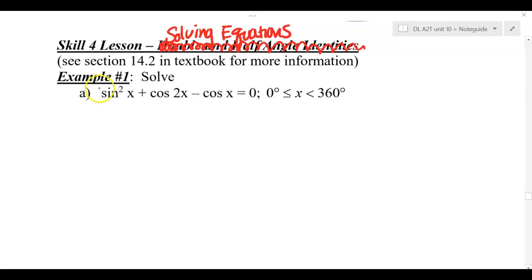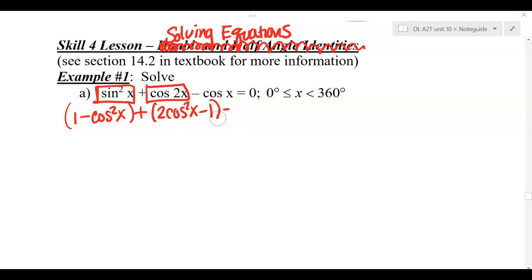So how do we change things to cosines? Sine squared: if we use our Pythagorean identities, sine squared x can be rewritten as 1 minus cosine squared x. Cosine 2x: if we look at our double angle identities, the cosine was the one that could be written several different ways. If we're trying to rewrite it just with cosines, it can be replaced with 2 cosine squared x minus 1. Then we have the cosine x that we don't have an identity for, and that's set equal to 0.